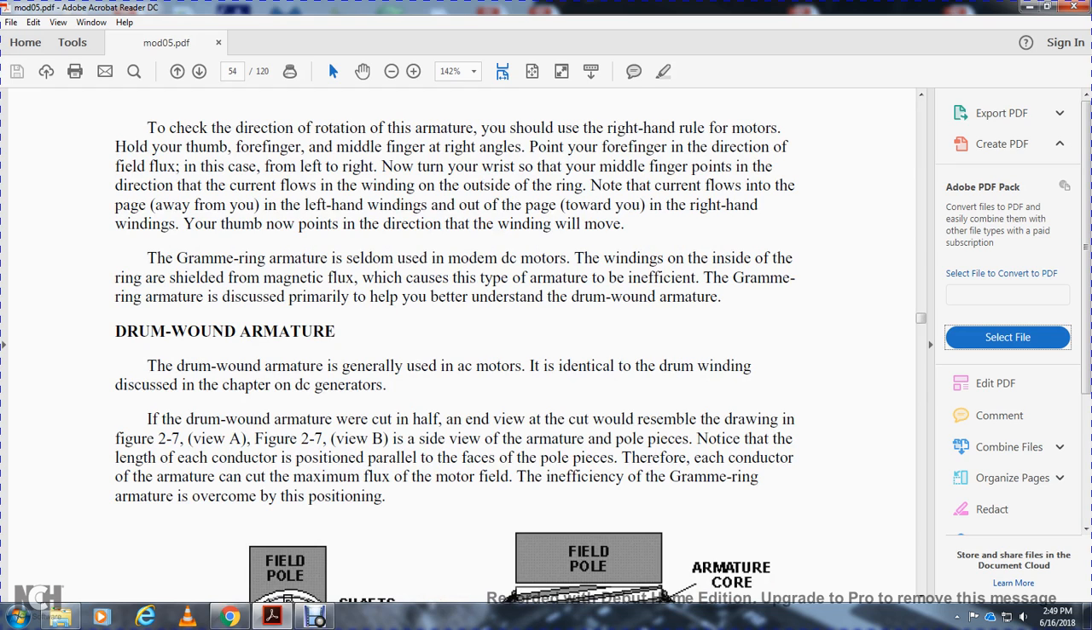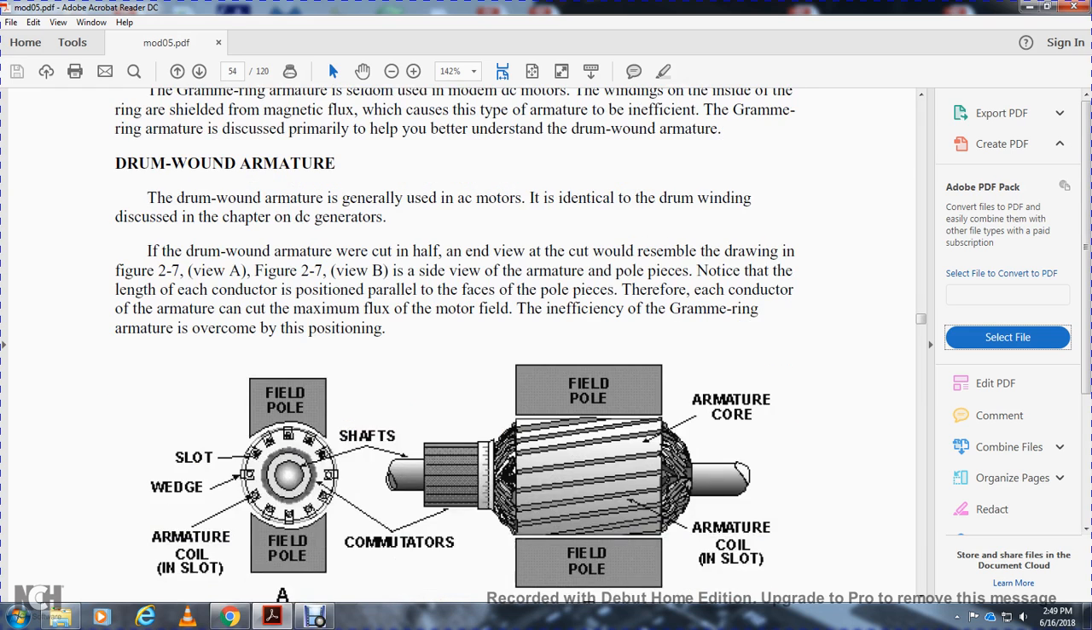In modern DC motors, the windings on the inside of the ring shield the magnetic flux, which makes this type of armature inefficient. The Gramme ring armature is discussed primarily to help you better understand the drum wound armature. Now, the drum wound armature.